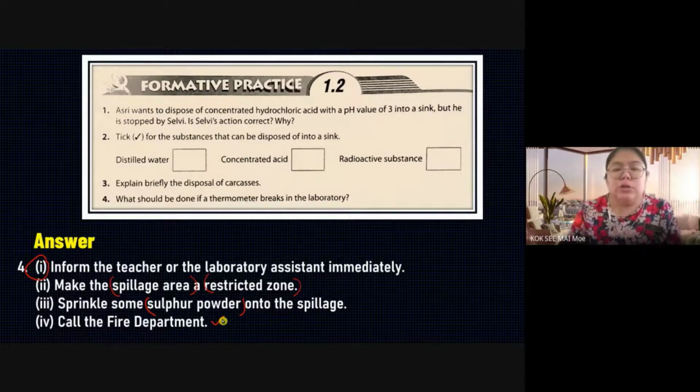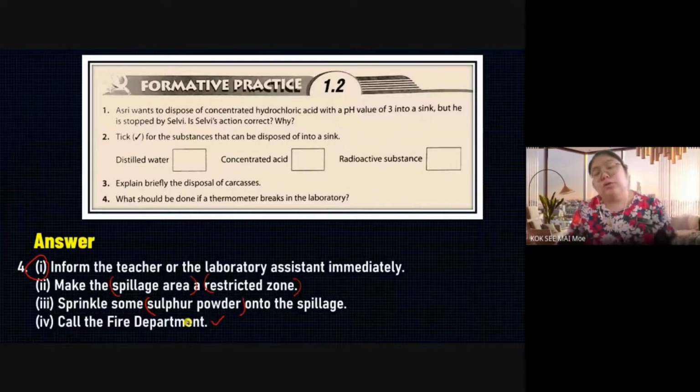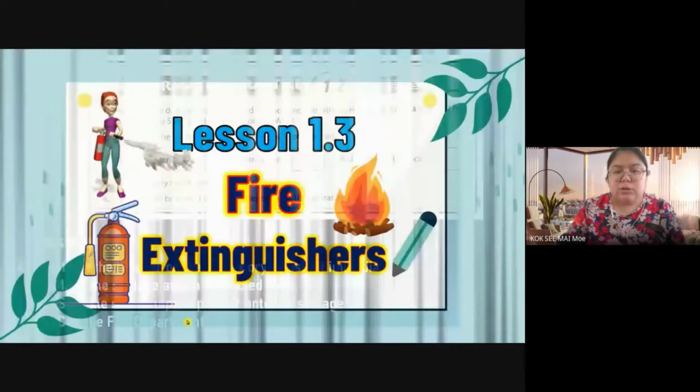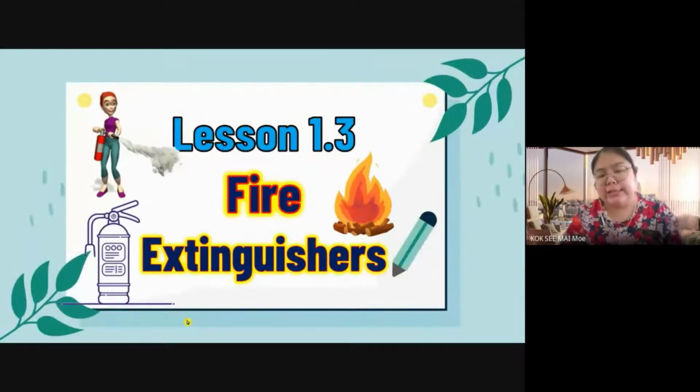So the students also do the same: copy the 1.2 question and answer it. Suppose the answer is not very hard. You can solve it, just a sentence you need to write. Okay, so I continue to the last part, lesson 1.3, fire extinguishers.